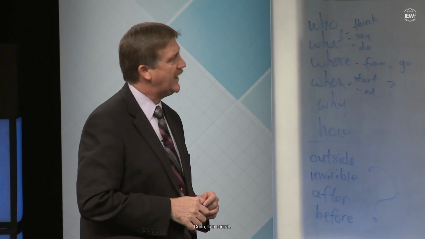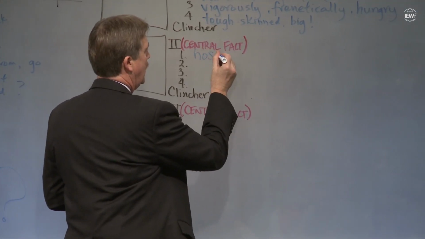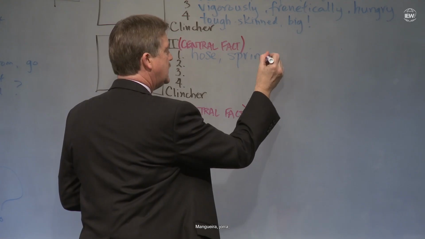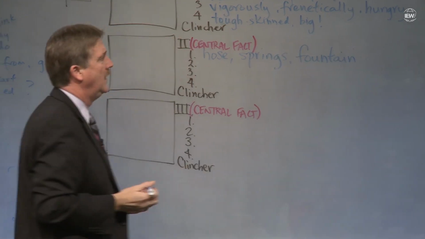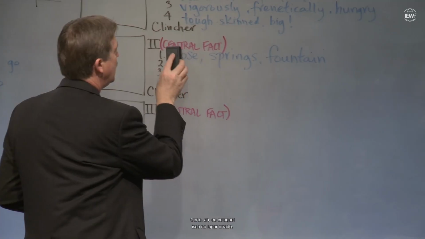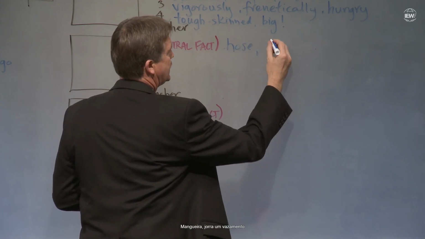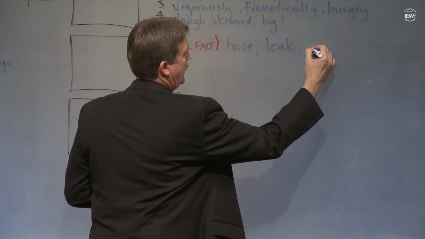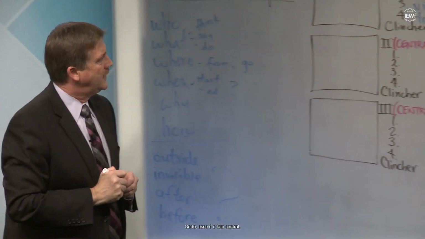All right, central fact. Second picture, what do you see? Okay, the hose springs a leak, and you get a fountain of water. All right, so, oh, I put that in the wrong place. Hose springs a leak with a big fountain of water. Okay, so that's a central fact.